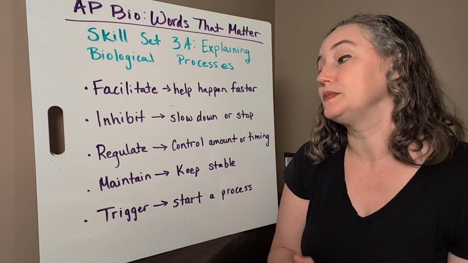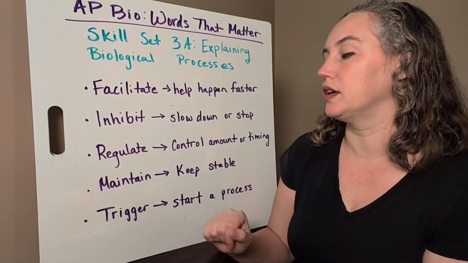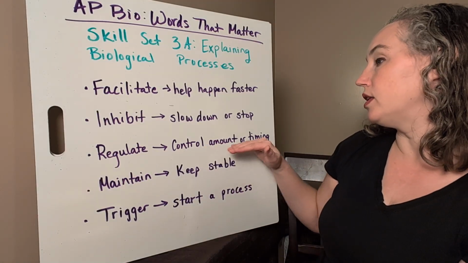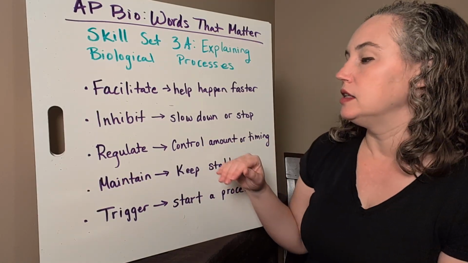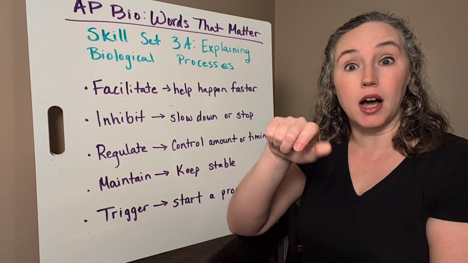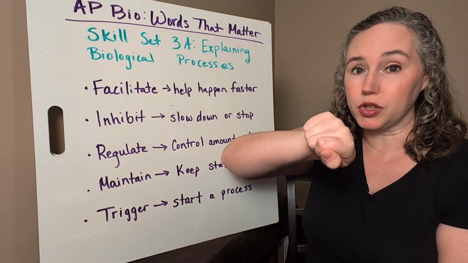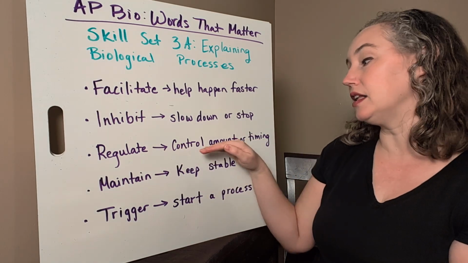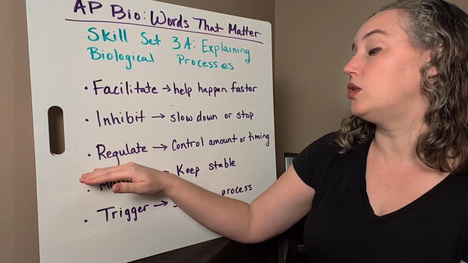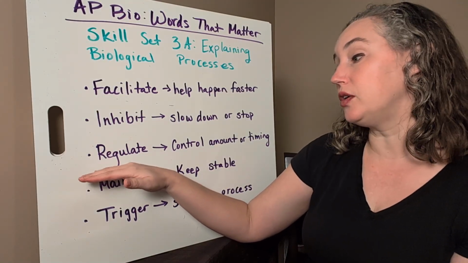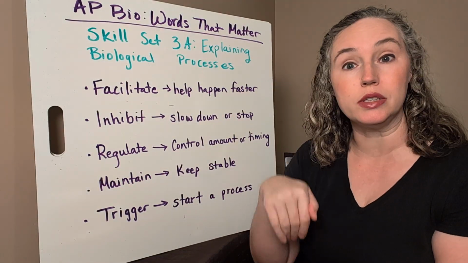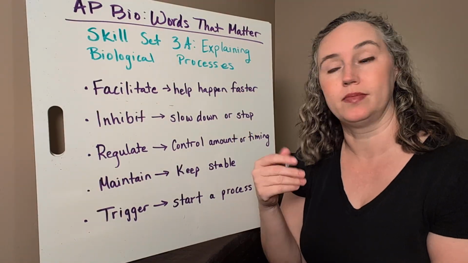Our next word is regulate. Regulate means to control the amount or timing. So you can kind of think of regulating as like a knob where you can turn things up or turn things down to help control how much of something is happening. So we could say something like the cell membrane and the embedded proteins regulate what goes in and out of the cell.